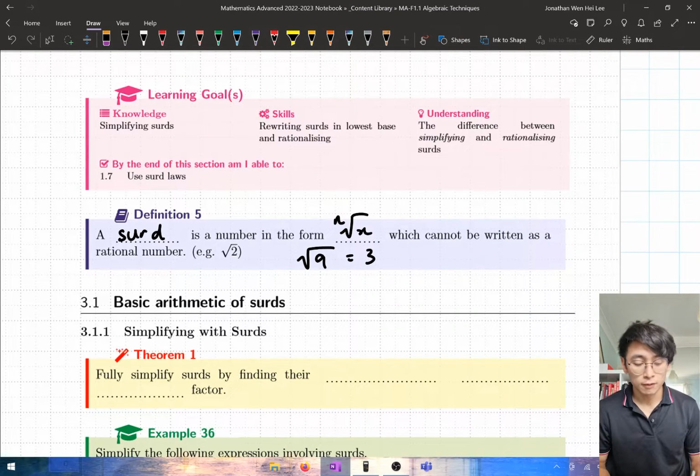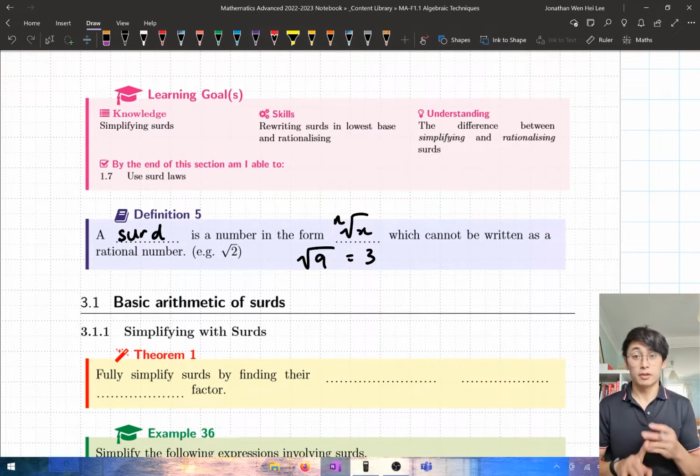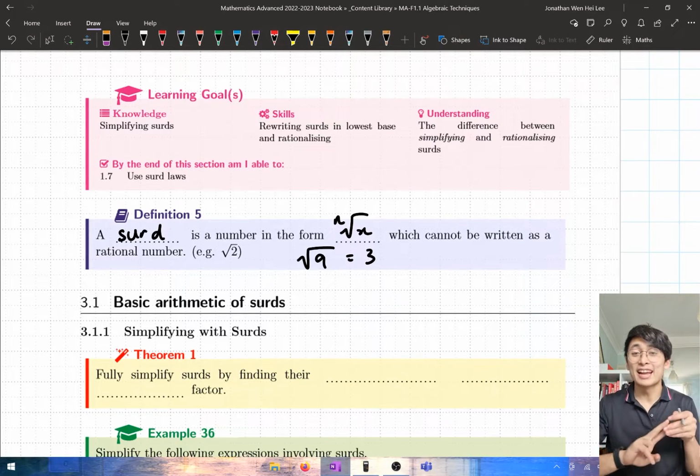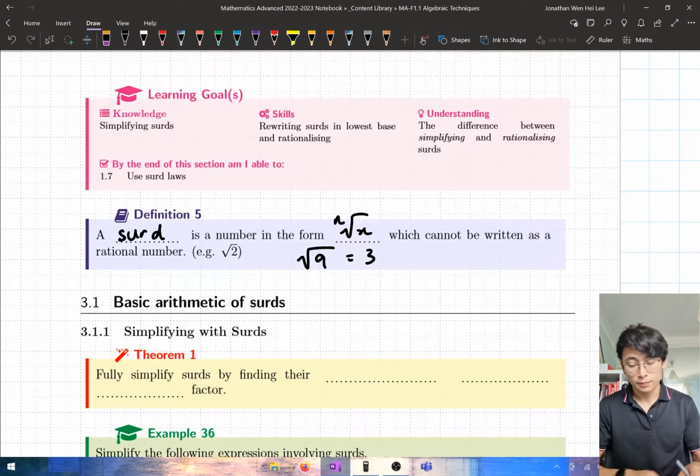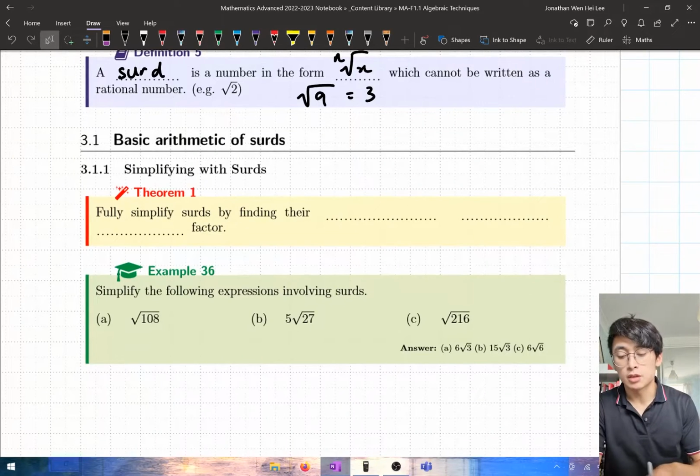Now, when we're trying to simplify surds, what we're going to first look at is simplifying, then we're going to be looking at adding and subtracting, and then finally multiplying with surds. So, basic arithmetic with surds. So the first thing we're going to look at is simplifying with surds.